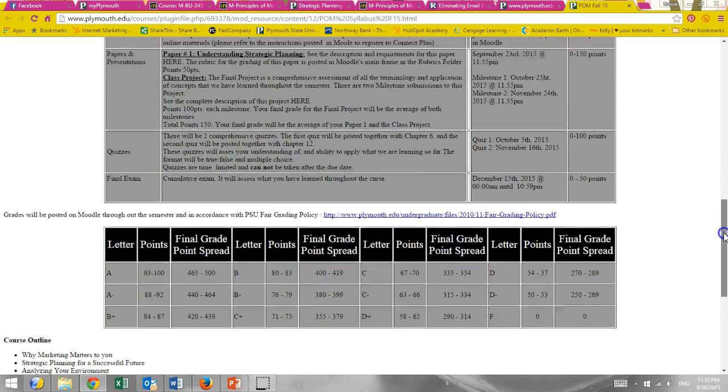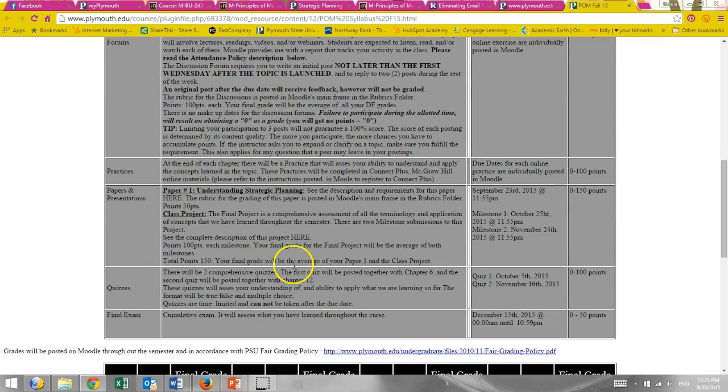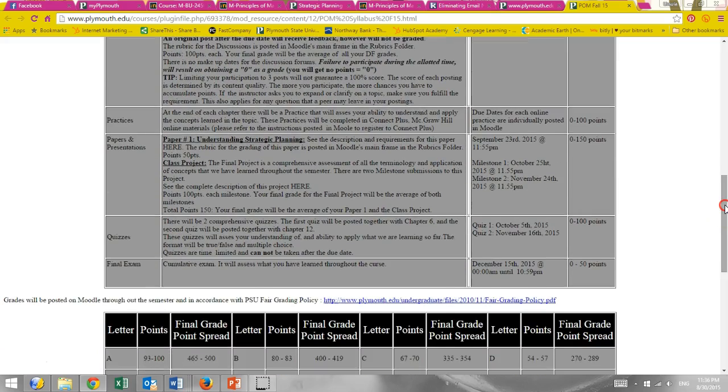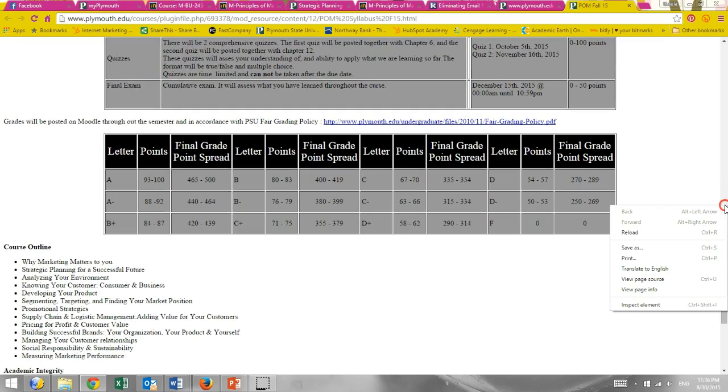Then you're going to have quizzes. These quizzes are going to be 2 comprehensive quizzes, and this is basically on all the theory that we are going to be discussing. Finally, you have a final exam, which is going to be a cumulative exam, and it's going to be on December 15th from 1 a.m. till 10:59. So you need to read all this syllabus, and then I'm going to explain the email that you're going to have to send me.